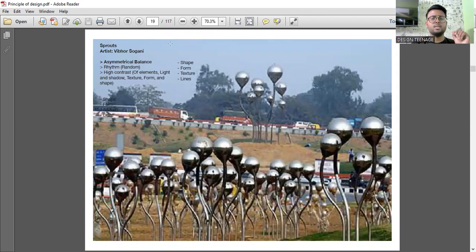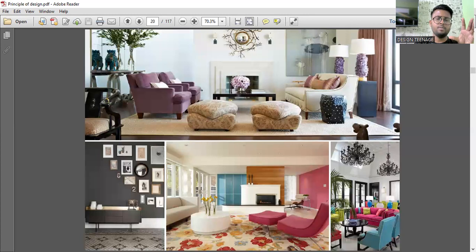Okay, this is again a structure known as the Sprouts built by Vivor Sagoni. So this is again a structural element, symmetrically balanced. Moving on to some of the interiors.